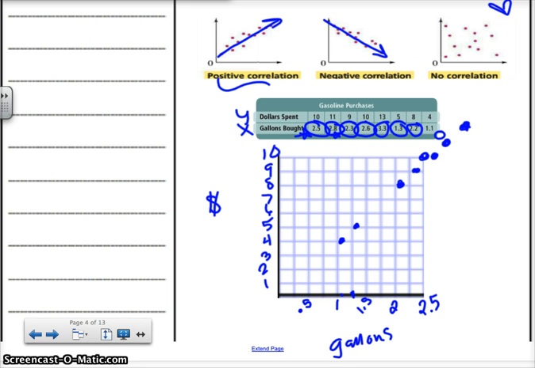Does it look like it has a correlation? Can you envision the line it's forming? I think it does. This looks like a pretty good line. If you were to connect it, it looks like I could create a good line. It looks like they're going together. They're increasing together. So this would be a positive correlation.